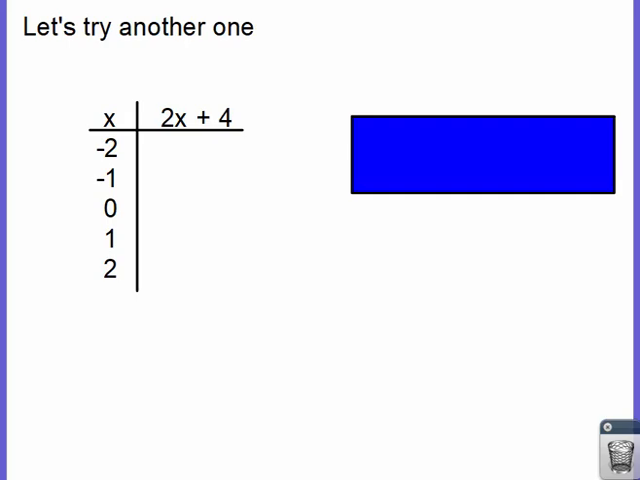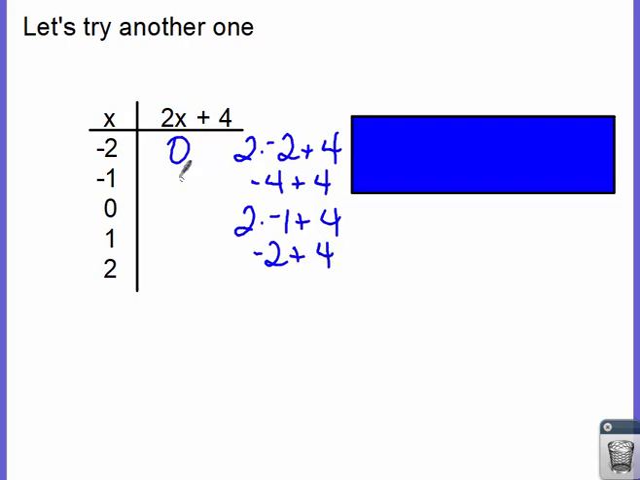Okay, so in this one right here, we'll do the same thing. We're going to take this negative 2 and plug it in. So 2 times negative 2 plus 4. Well, 2 times negative 2 gives me negative 4, plus positive 4 gives me 0. Then I plug in a negative 1. 2 times negative 1 plus 4. Well, 2 times negative 1 is negative 2, plus 4 gives me 2. Then 2 times 0 plus 4 gives me 4. So what is my pattern? What are we doing? We're increasing by 2, so the next ones should be 6 and 8.